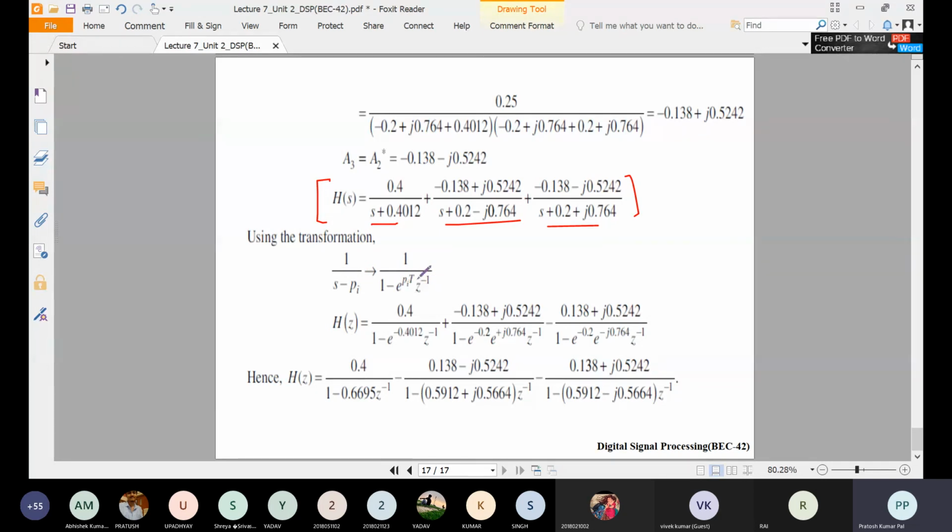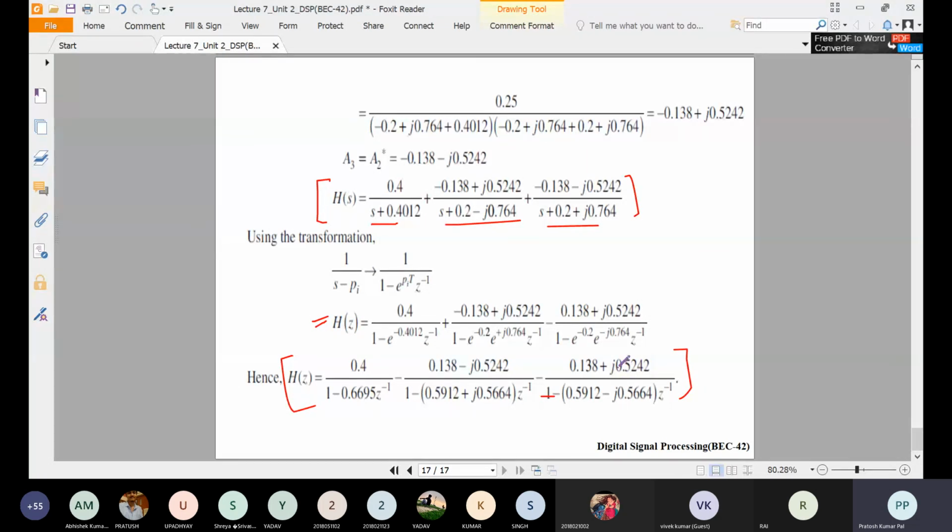If T is not given, 1 second will be considered in the question. Once we have replaced all the terms, we get the transfer function, which is the digital transfer function of a low pass filter. After simplification we can get this. This will be our overall required transfer function in the digital domain.